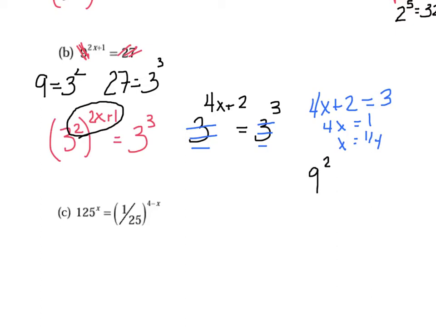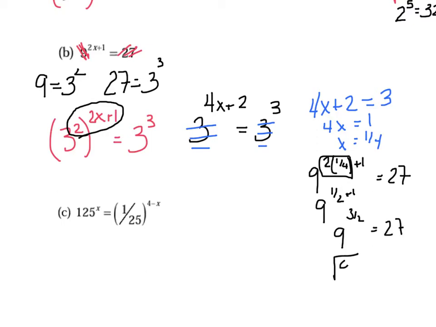9 to the 2 times 1/4 plus 1 equals 27. And this gets me 9 to the, 2 times a fourth is 2/4 or 1/2, plus 1. And that's 9 to the 3/2 equals 27. All right, let's rewrite it. That's the square root of 9 cubed. The square root of 9 is 3, and 3 cubed is 27, so we know it checks. So our answer is x equals 1/4. And again, you could grab a calculator at that point. I'm just checking in my head.